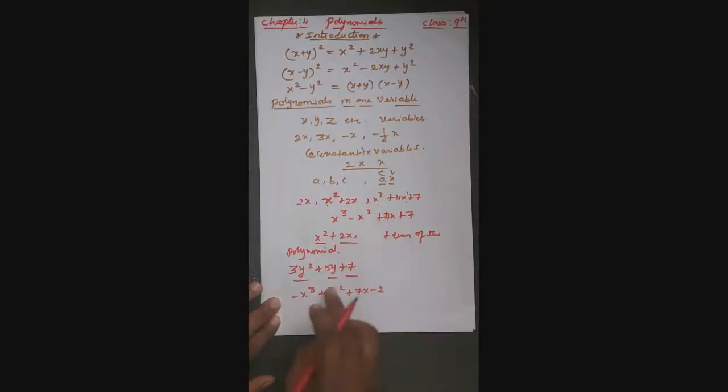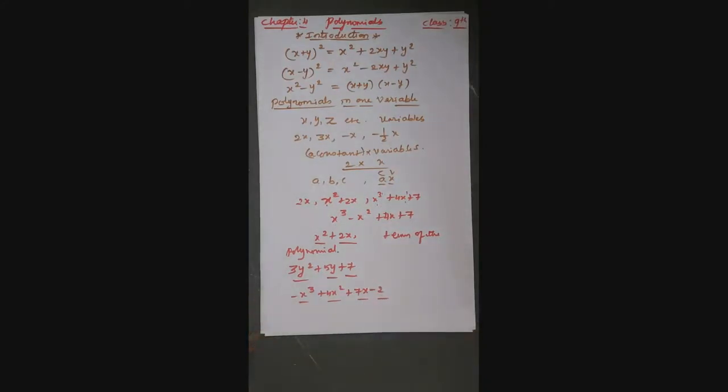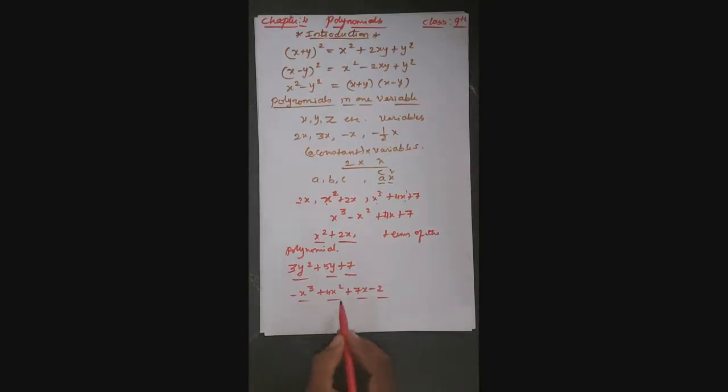See, here this polynomial has how many terms? 1, 2, 3, 4. It has 4 terms, right? Each term of a polynomial has a coefficient.